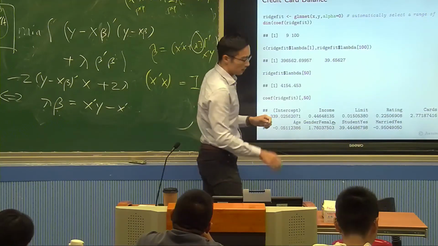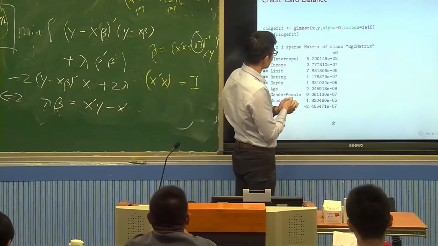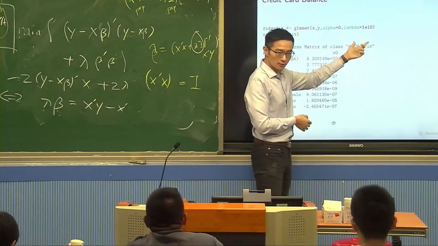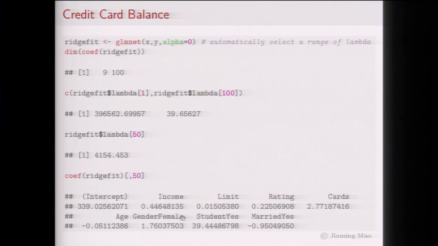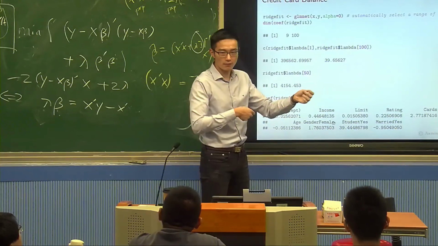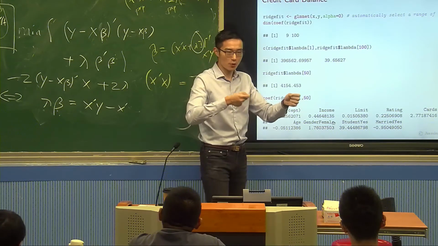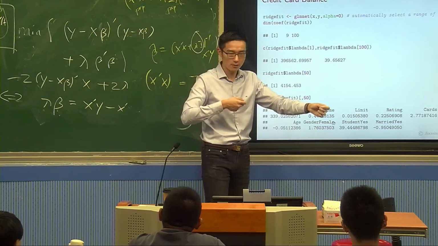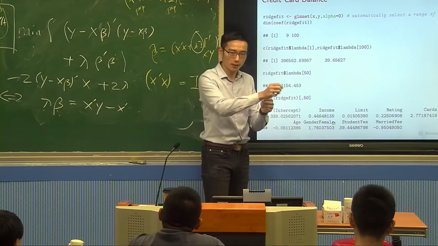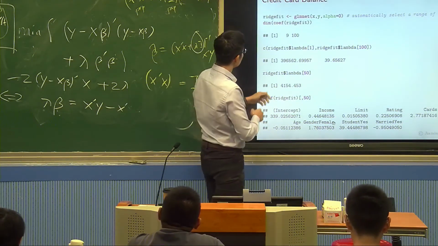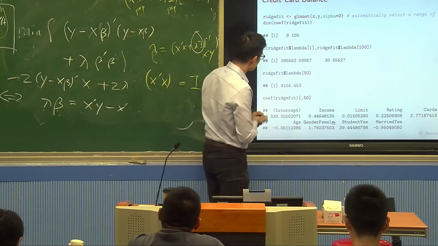So if we use glmnet to fit ridge regression, you can specify lambda. But if you do not specify lambda, this function will automatically select a sequence of lambda for you, and then estimate the ridge regression model for all different lambda values. And then you can do cross-validation, or use your criteria to pick the best one. Here it automatically chooses 100 different lambda values.